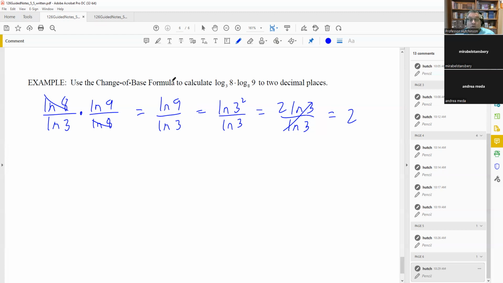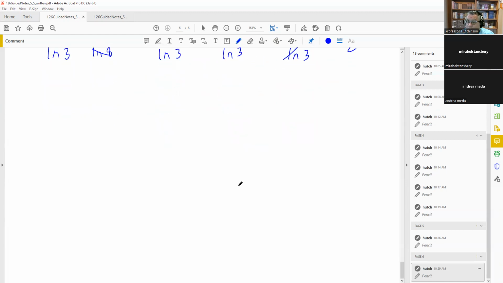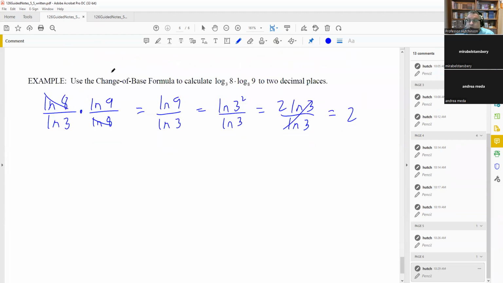So now you have a tool to find logs of different bases. The change of base formula will always work for something like that. So if your calculator does not do these special bases, then this is what you want to use, the change of base formula. Okay, and that's the last problem in this session.